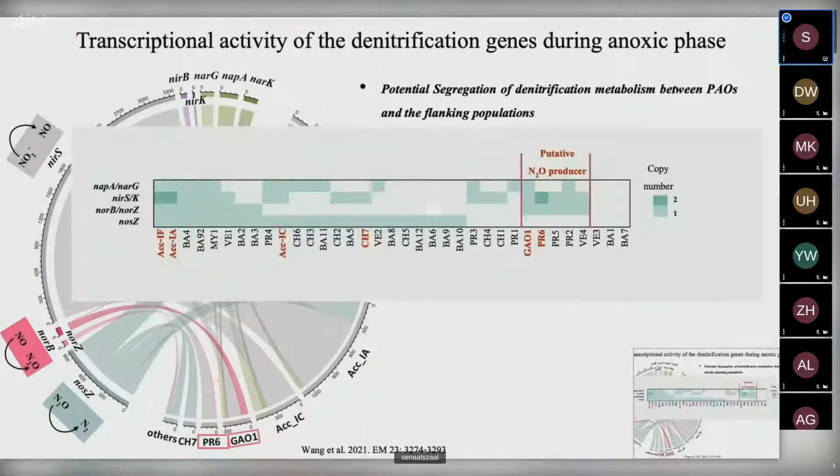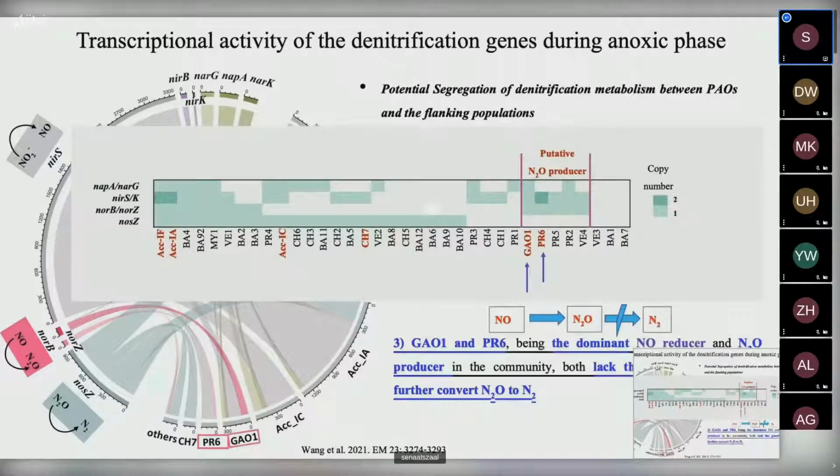As we may recall, both GAO1 and PR6 lack the genetic potential to further convert nitrous oxide to nitrogen. This means that the dominant nitric oxide reducers in the community lack the capacity to further convert the nitrous oxide generated, and this may contribute to the high nitrous oxide generation in the system.